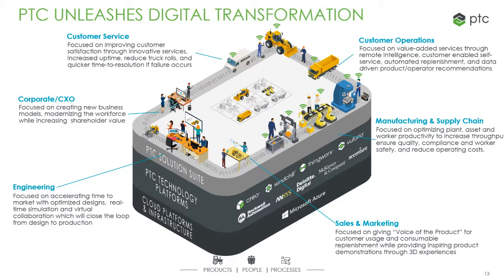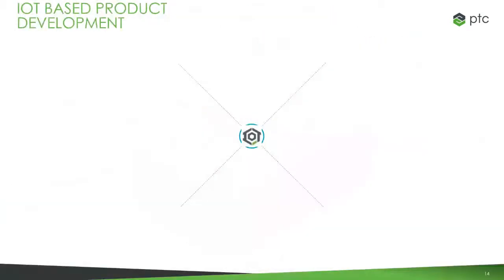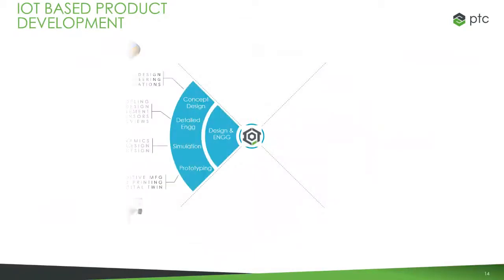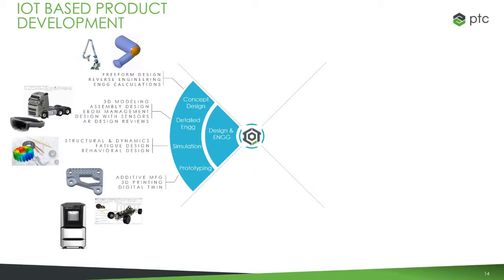So this is the way the industry is changing their processes and making digital transformation. Let me just take you through the IoT based product development system. So now when we talk about design and engineering, whether it is a concept design or a detail engineering or simulation or prototype, it is much more seamlessly integrated. And PTC was among the first to ride this wave of transformation using IoT or ThingWorx.